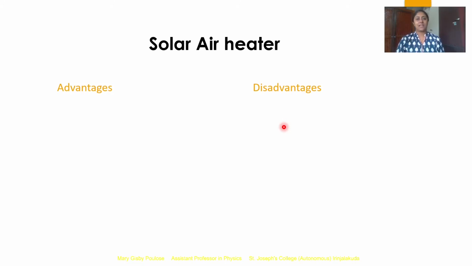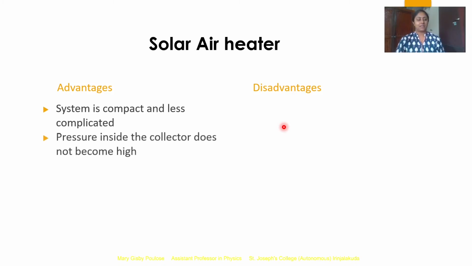Now, what are the advantages and disadvantages of such a solar air heater? The few advantages are that this system is compact, it's small, and it is less complicated. Now, the pressure inside the collector does not become high. Temperatures do not reach very high. So the pressure is also not that high, and the collector will not suffer much damage.